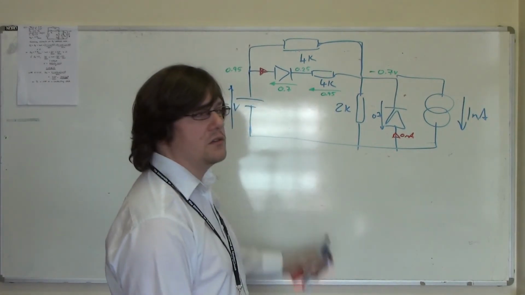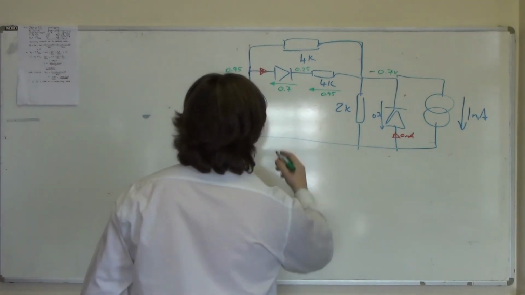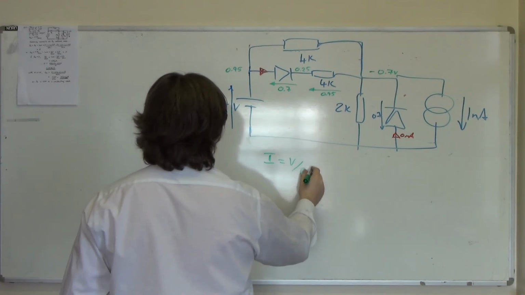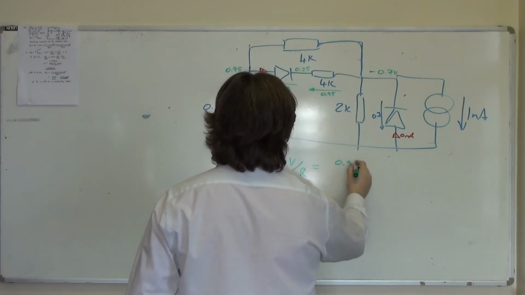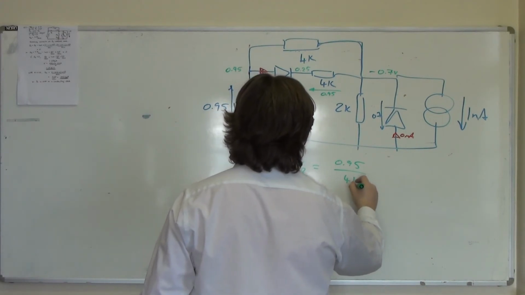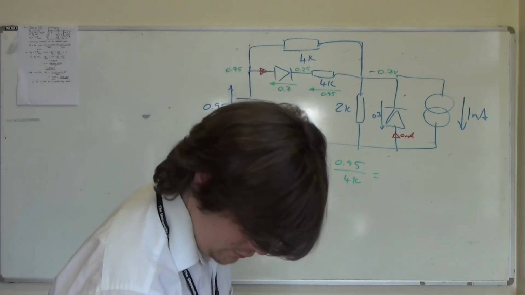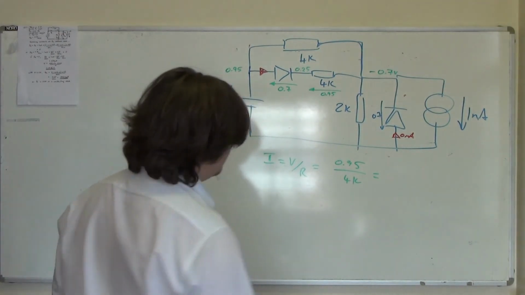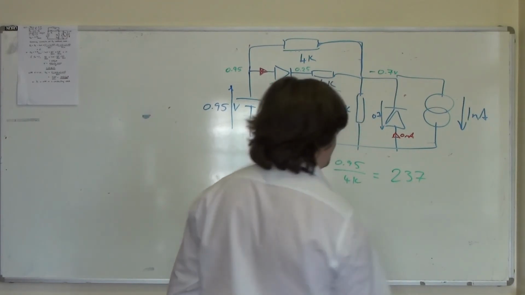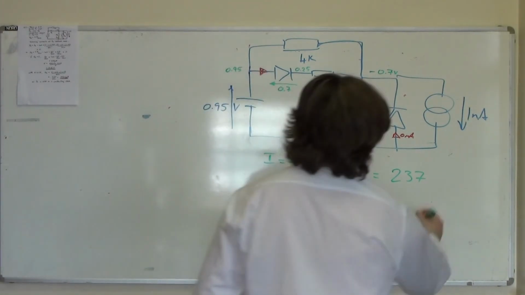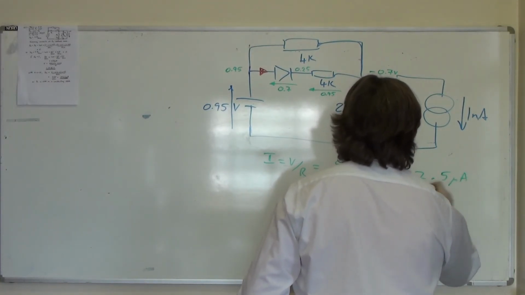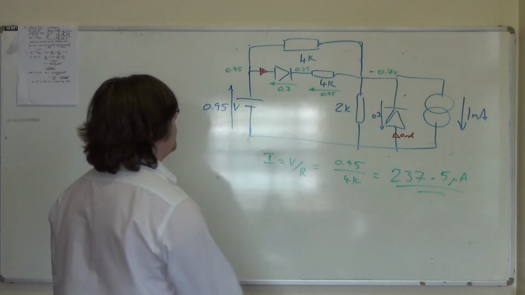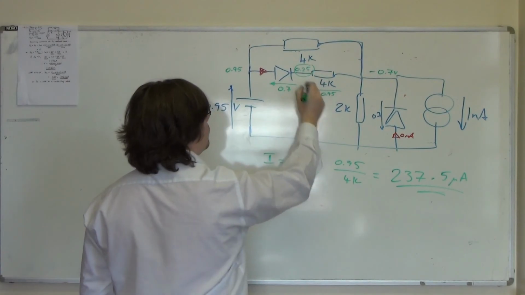Now if you've got a different answer, then you'd have to be really worried. So we can work out what the current is by Ohm's law. So I is equal to V upon R, which is 0.95 divided by 4K, and that would be 237, 237.5 in fact, micro-amps.